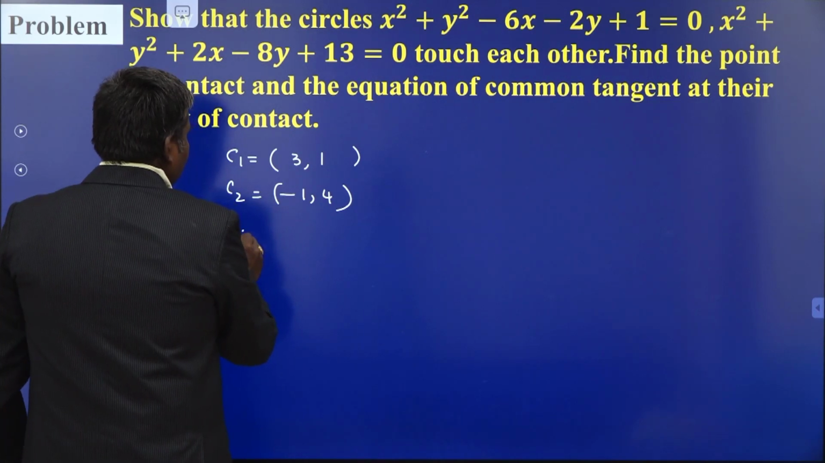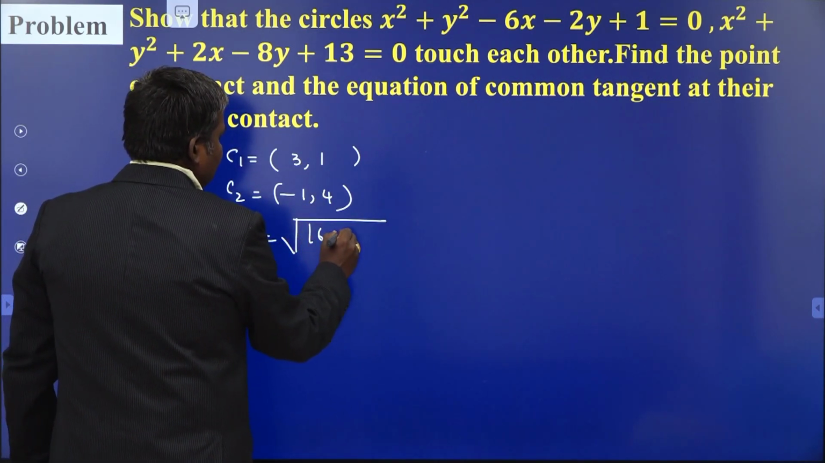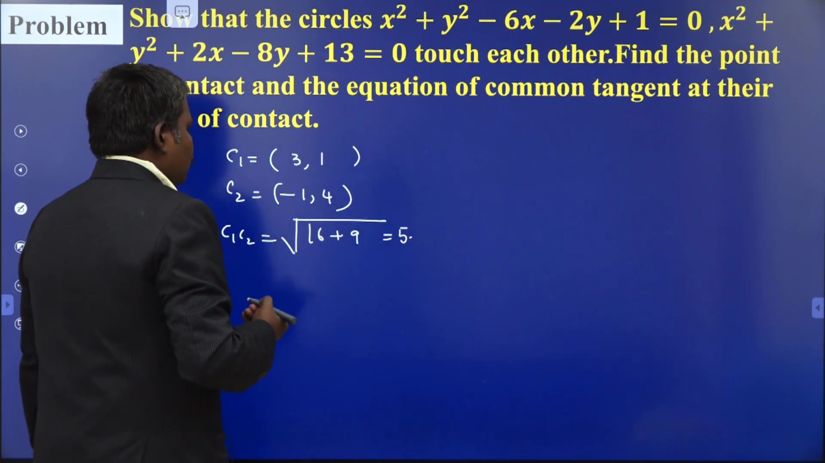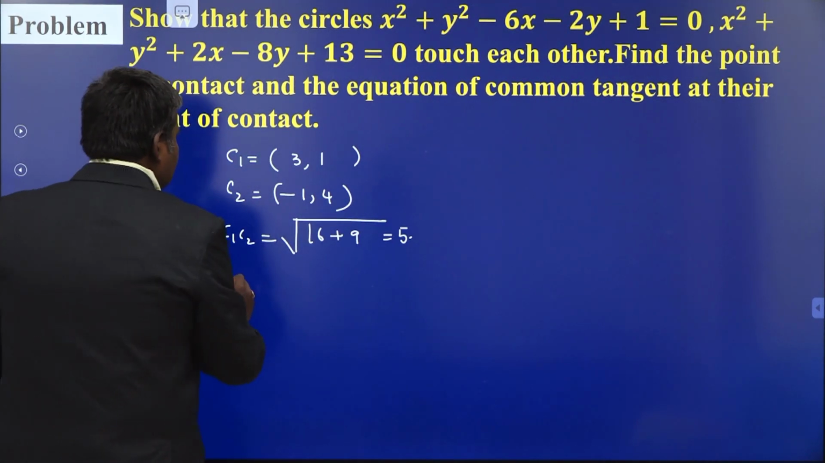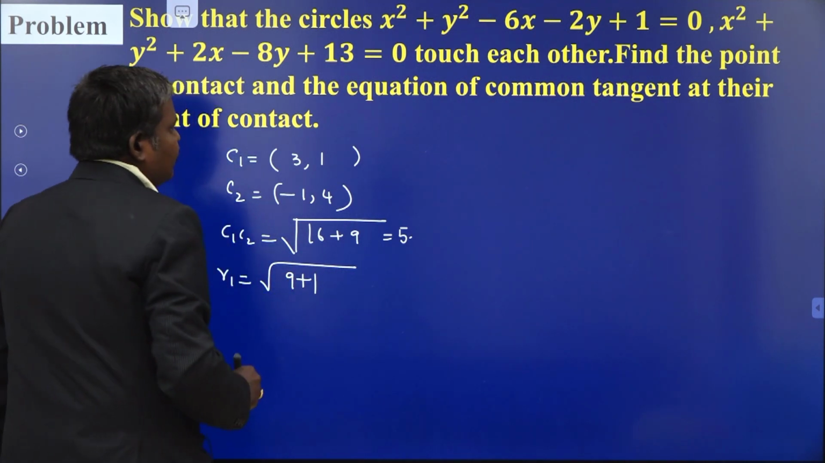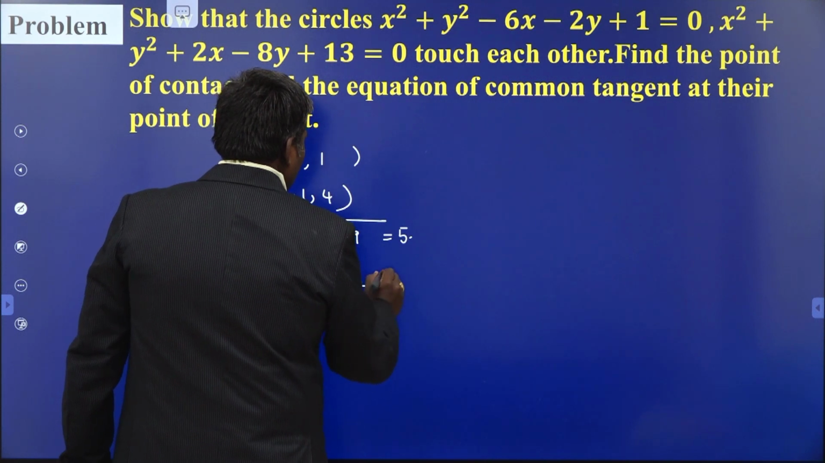What is the distance between the 2 centers? C1C2 is equal to root of 4 square, that is 16, plus minus 3 square, 9. This is 5. So the distance between the 2 centers C1C2 is equal to 5. What is the radius of the first circle? Root of g square plus f square minus c: 9 plus 1 minus 1 constant. That is 3 units.